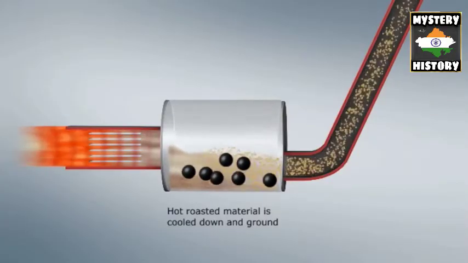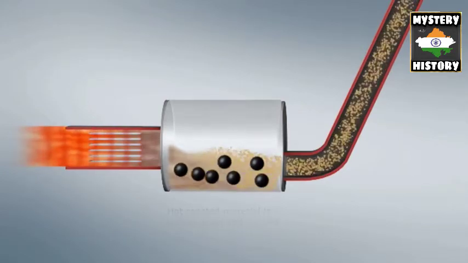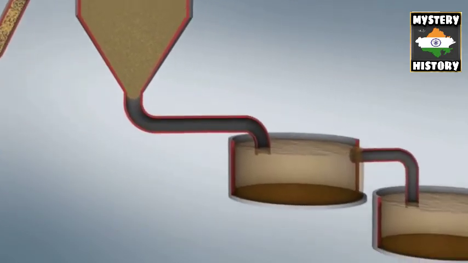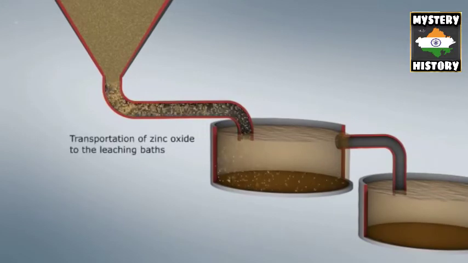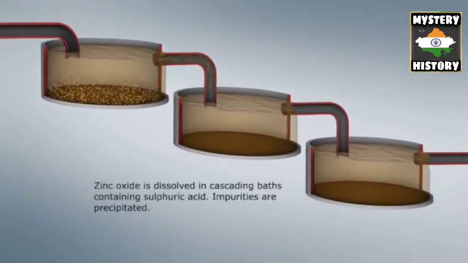The roasted material from the mine is purified along with recycled material called Waelz oxide. The Waelz oxide is an important raw material for making zinc. It is in the form of a powder produced from the recycling of zinc-coated steel. Both the roasted ore and the Waelz oxide are purified in the leaching plant by dissolving in sulfuric acid. Any accompanying impurities are precipitated.